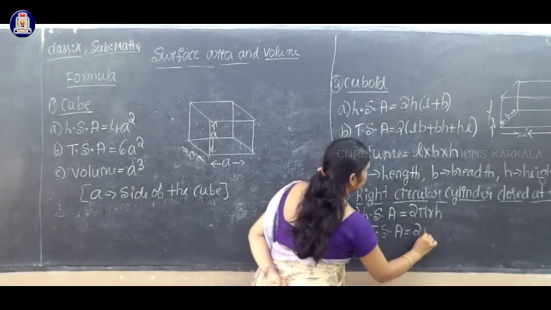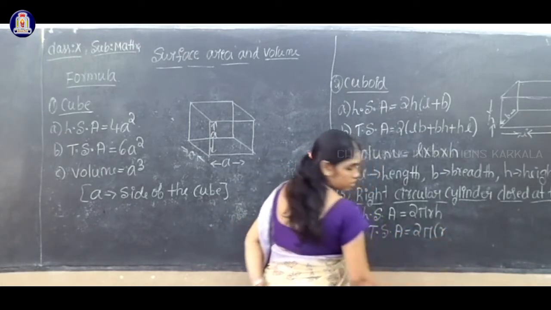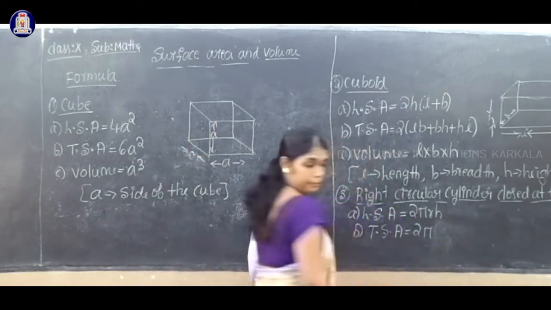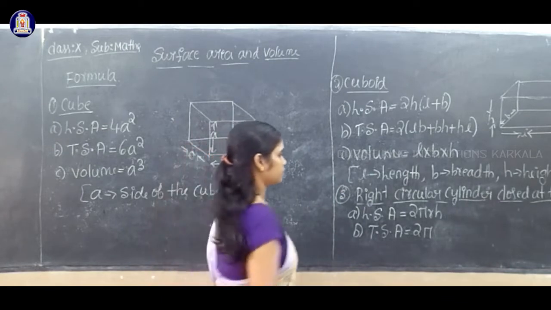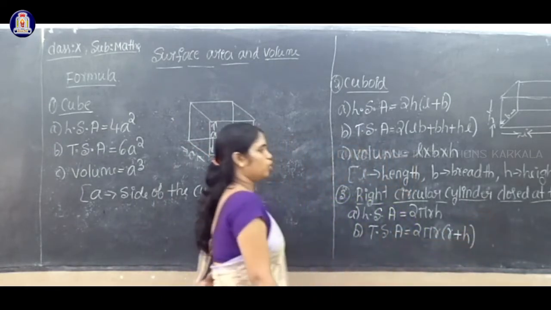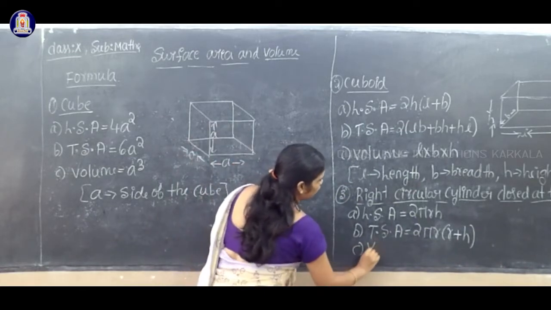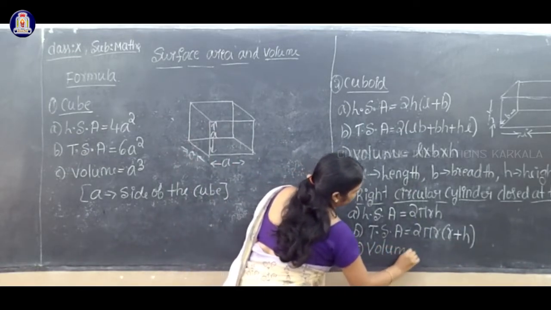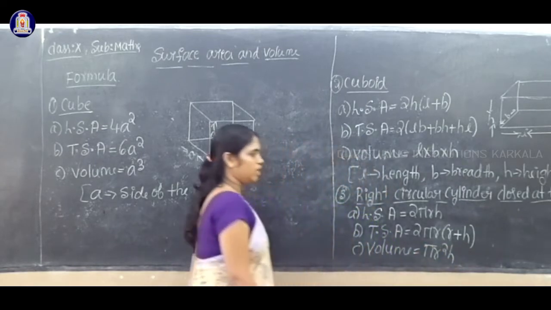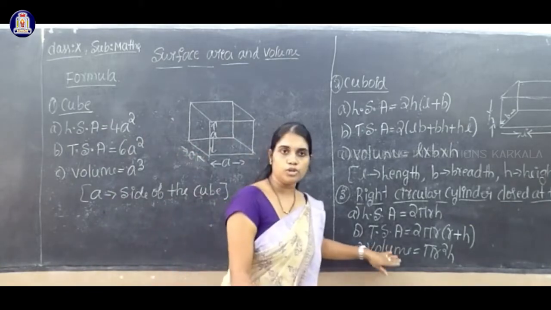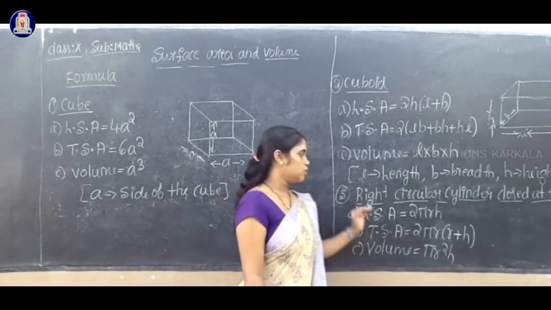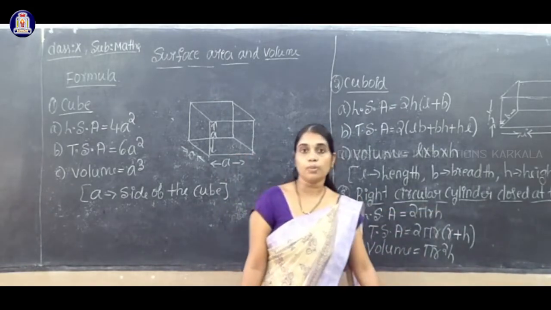Next, TSA of the cylinder: 2 pi R into R plus H. Third, the volume of the cylinder is given by pi R square H. This is the volume of a cylinder. TSA of the cylinder is 2 pi R into R plus H. LSA of the cylinder is 2 pi R H.